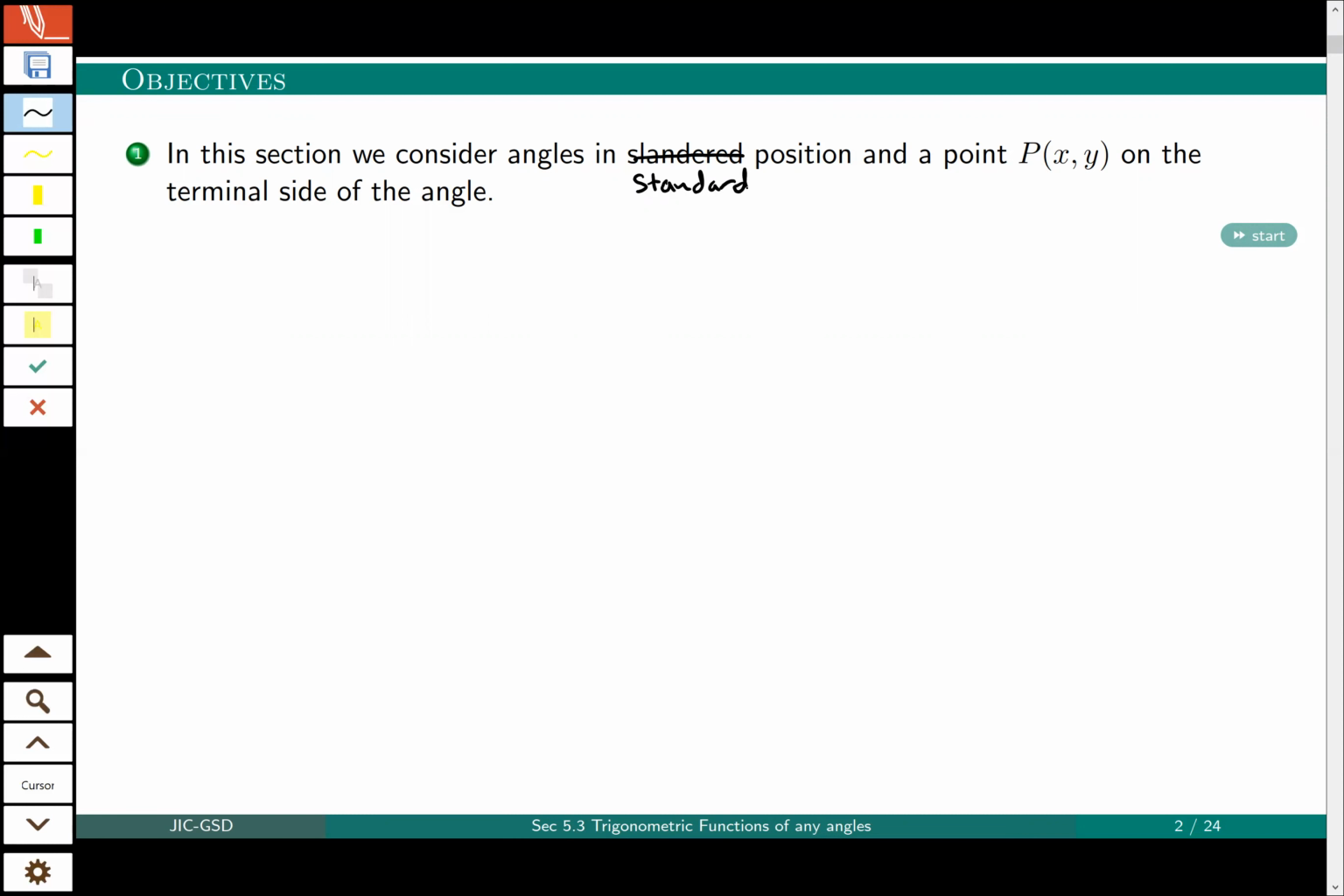And we will consider a point (x, y) on the terminal side of any angle, which means we will go not only in the first quadrant where we have here theta, the terminal is in the first quadrant, here we call it y, this is x, that's r. The terminal could be in any angle, could be this one, or any other quadrant.